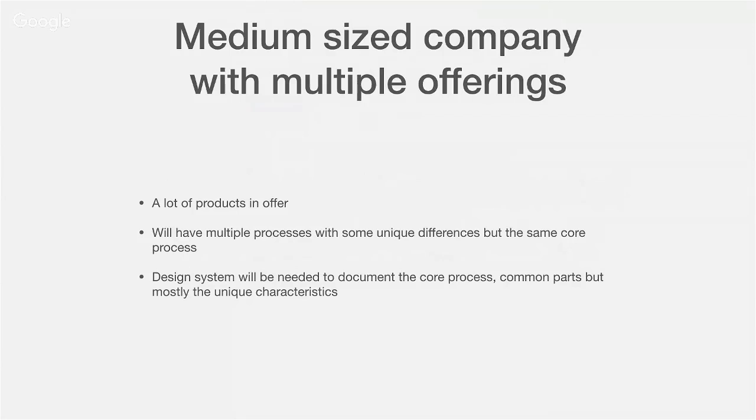So here we have multiple processes according to what's used in the field, with some unique differences, but still the core process could be the same or should be the same, again, to make it easier for the people designing, for the people testing, for the people coding it. So here I would use a design system to document this core process, to also document the common parts, but also really focus on those unique characteristics.